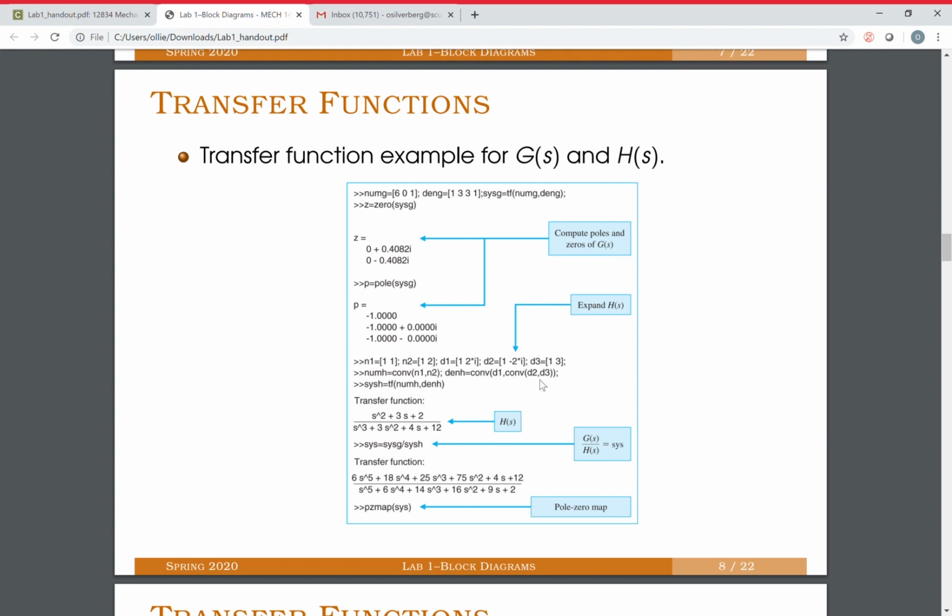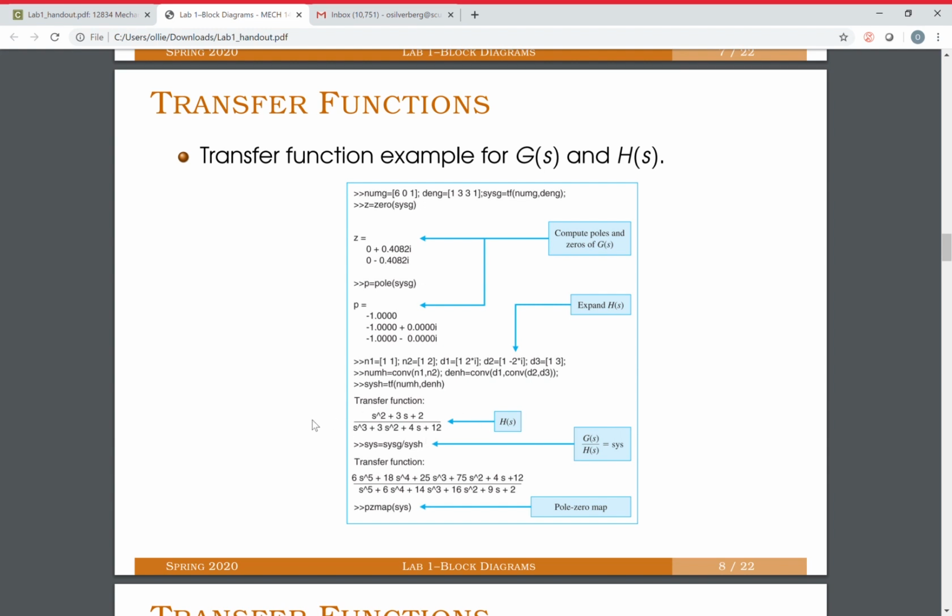So you can only do two at a time, right? It doesn't matter the order. So you can do conv d2 and d3, right? That multiplies together, and then you can do that last d1. Put them together using the transfer function, the TF function, and then we get this.